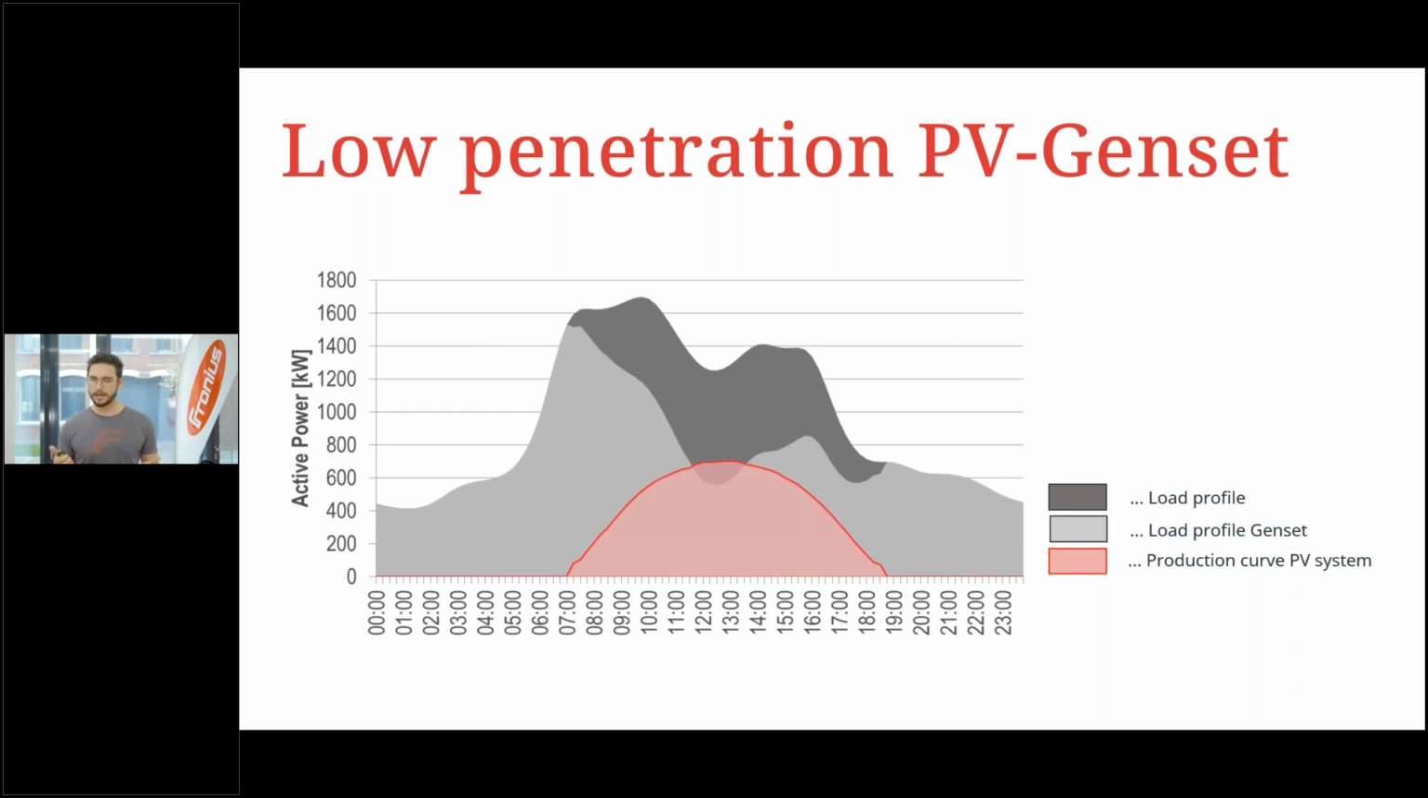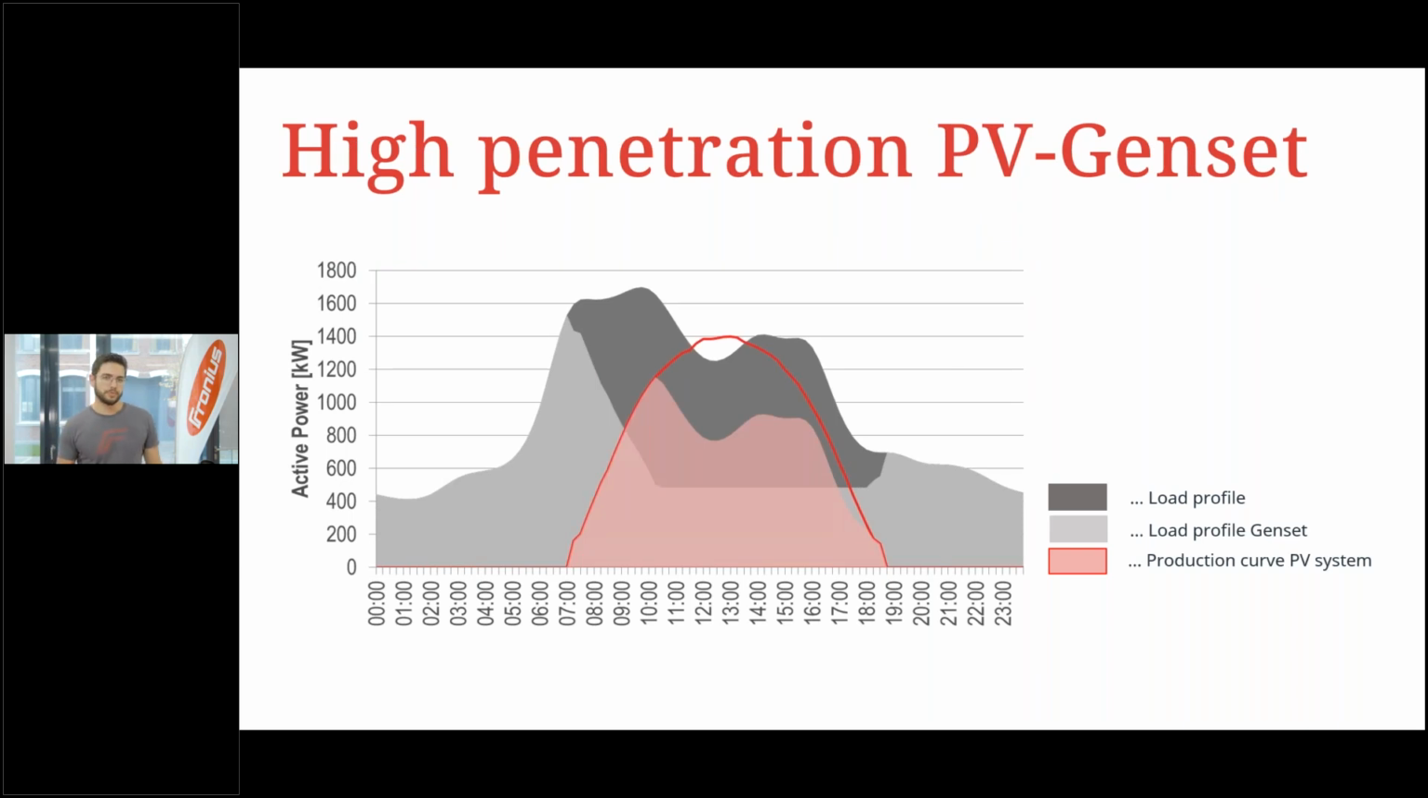So in an ideal solution with a low penetration PV-Genset solution, you are not in need of doing any kind of controlling, because you are never in that scenario where you would have to shut down the PV because it's too much energy. Not happening in a low penetrating system.